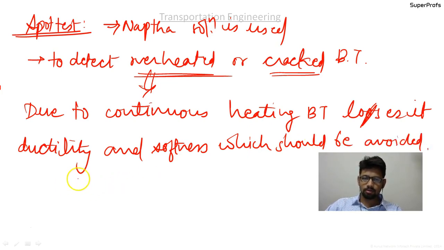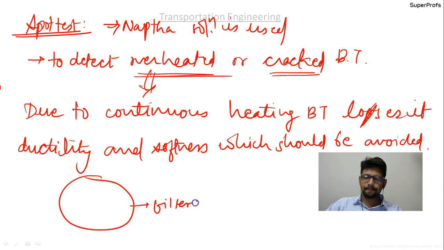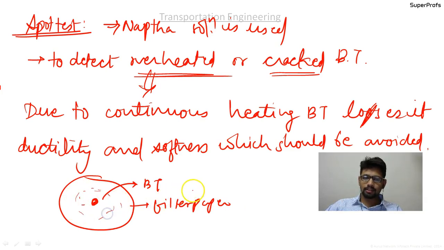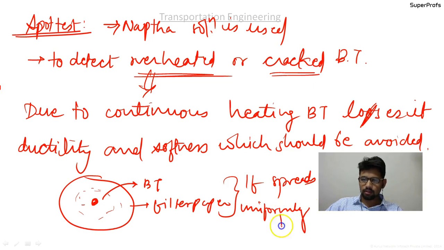Okay, so in this test, what is done is there is a filter paper of this kind, and bitumen is placed here. If this bitumen spreads uniformly, then it is a good bitumen.